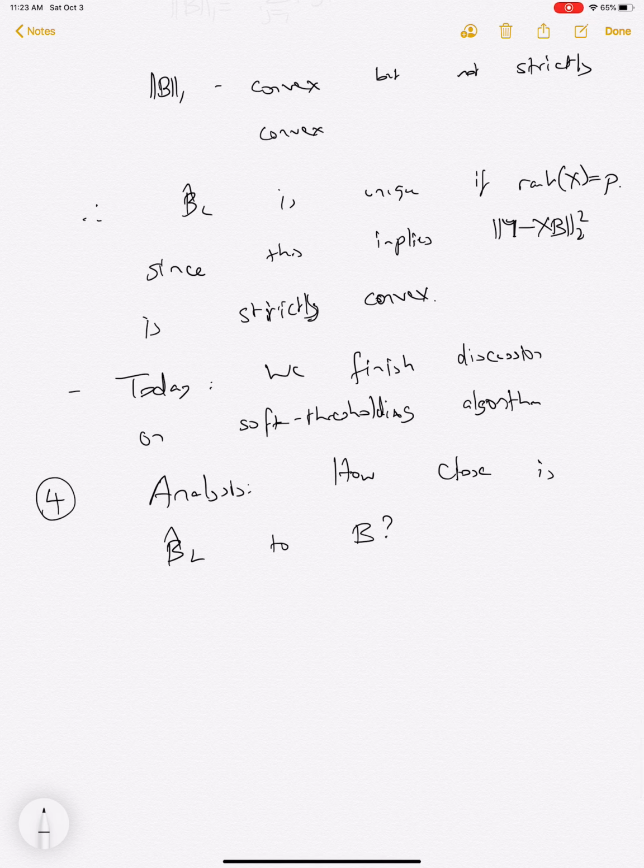And this is going to be in terms of n, p, and sigma squared, and then lambda is going to be important. So lambda, and then s, the sparsity parameter, and we're going to see all of those show up in the mean squared error bounds.